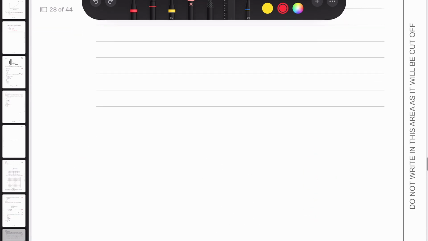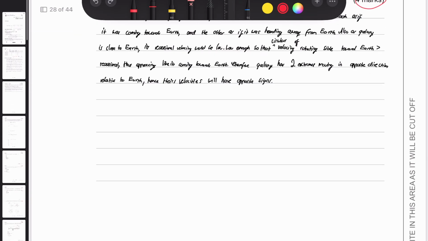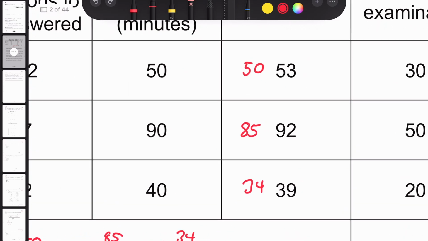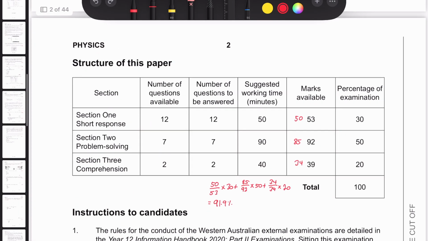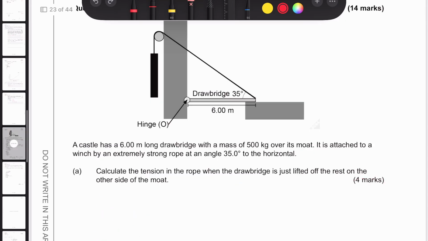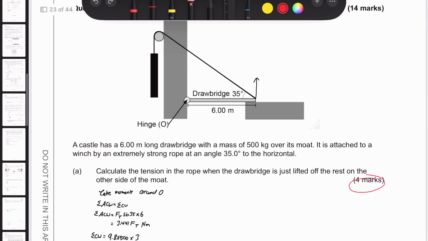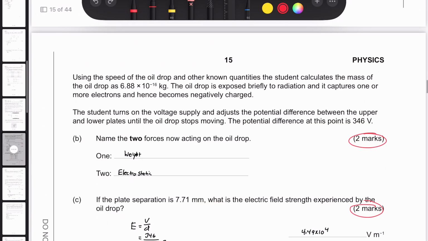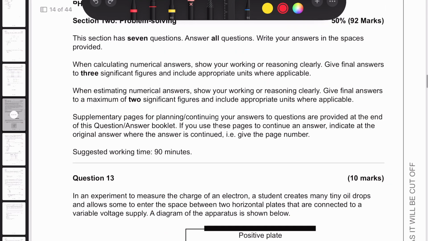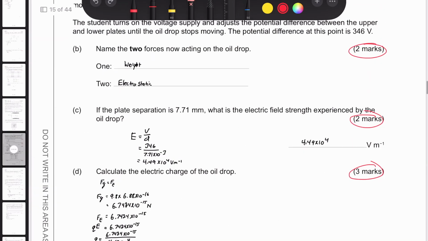Going down, that was fine. So that is our 8 marks that we lost, which is, I think, wait a minute. Let's count up the amount of marks we lost in section 2. So section 2 problem solving.